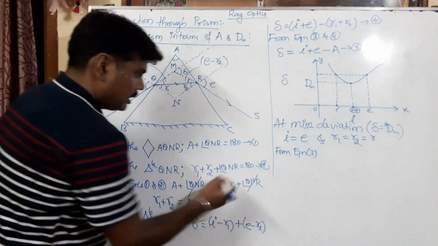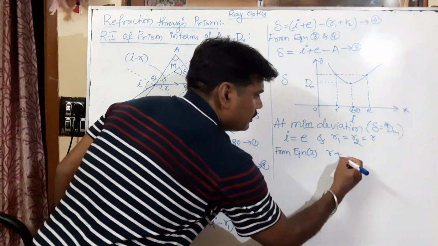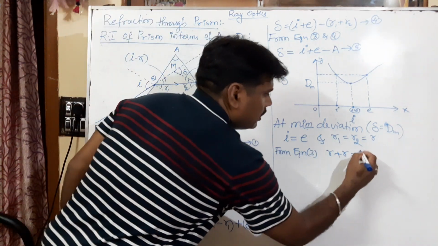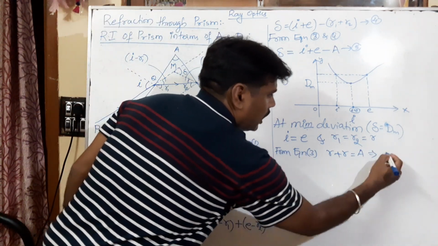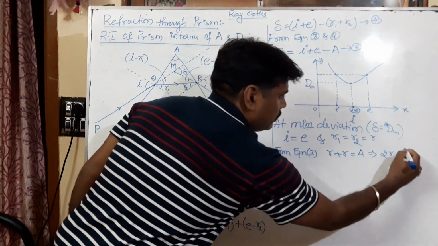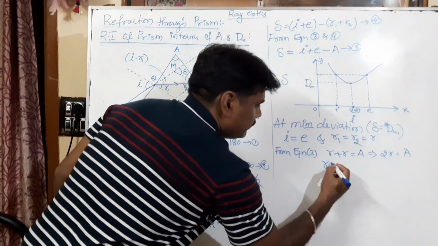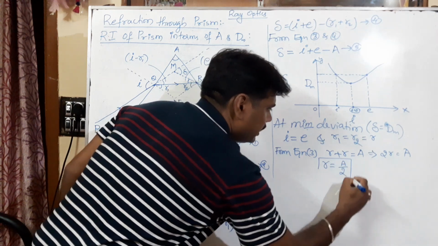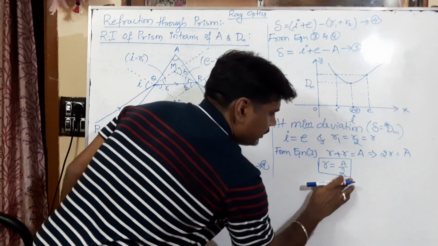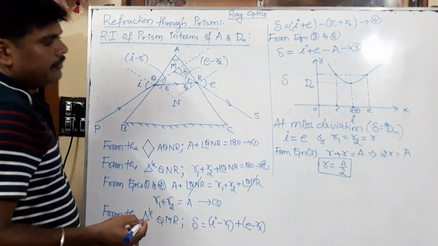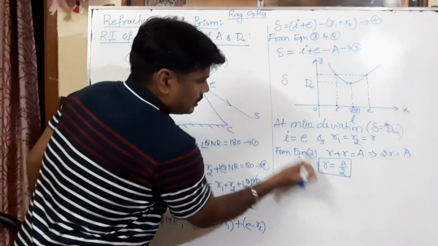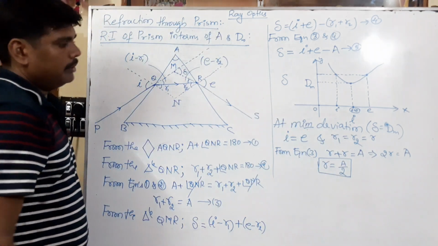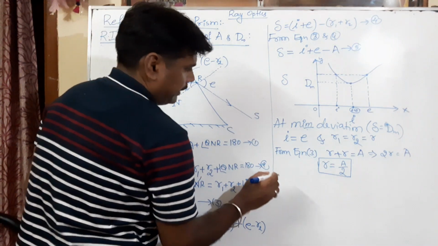Now what happens here? R1 is R, R2 is also R, which is equal to A. So which implies 2R is equal to A. Therefore, what is the angle of refraction? A by 2, half of the angle of the prism. So this is the condition. At minimum deviation, the angle of refraction is always half of the angle of the prism. So this is the first condition we are getting.